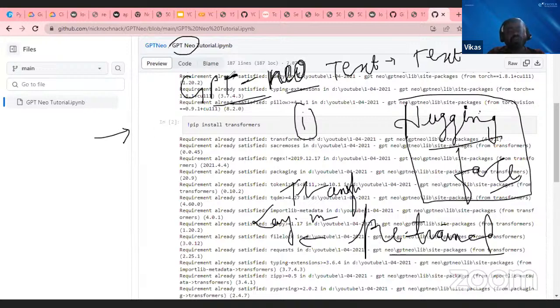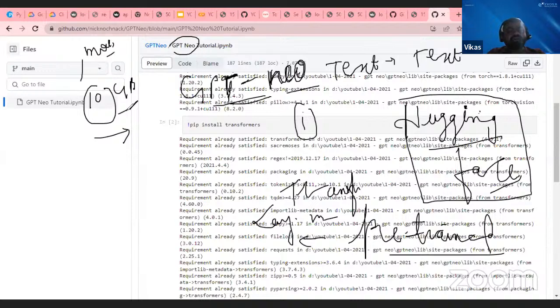This is a very, very huge model, guys. It consists of 10 GB of data. The size of this model is 10 GB. So it takes some time. That's why I'm not running it live with you.